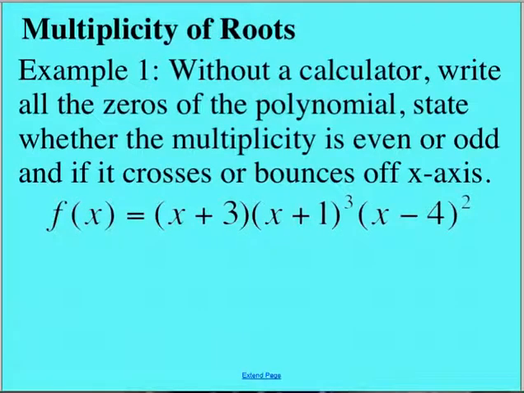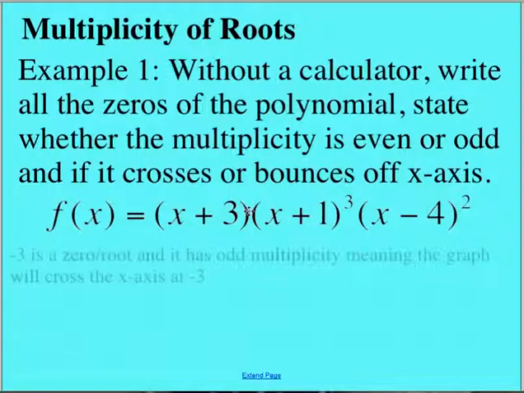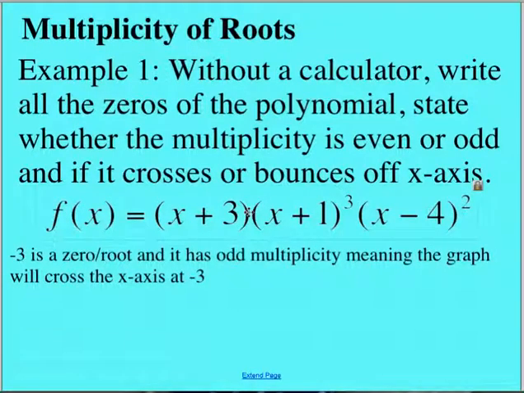So my first example, it says, without a calculator, write all the zeros of the polynomial, state whether the multiplicity is even or odd, and if it crosses or bounces off the x-axis. So my first x-intercept, since this is in product of factors form, x plus 3 tells me that my first x-intercept is at -3. It's to the first power, so it has odd multiplicity, and that means my graph is going to cross the x-axis at -3.